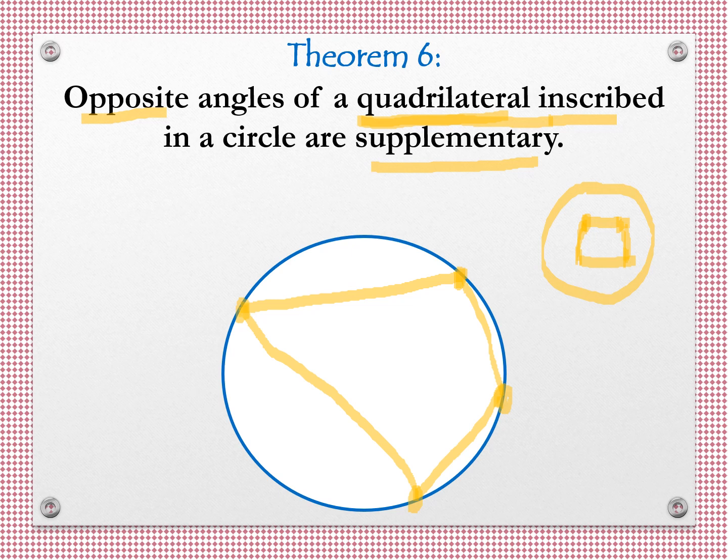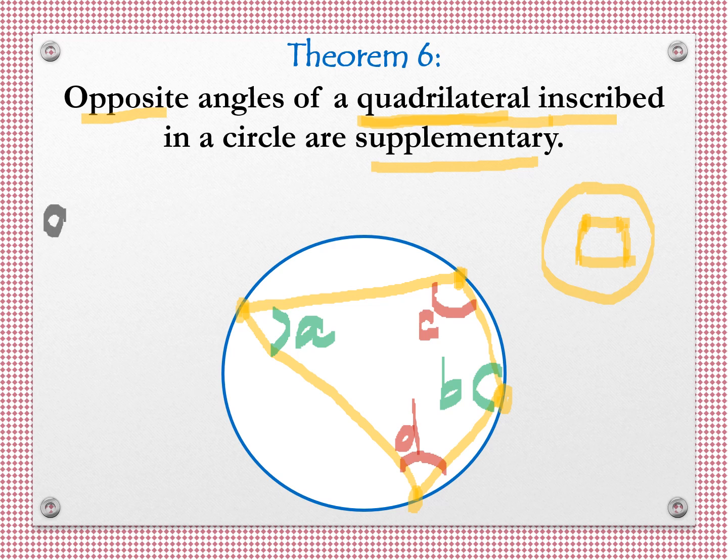Next, opposite angles of the quadrilateral are supplementary. So what are opposite angles here? Let's say angle A is opposite to angle B. What else? Angle C is opposite to angle D. According to the theorem, if you add opposite angles, then they are supplementary. Or opposite angles are supplementary.